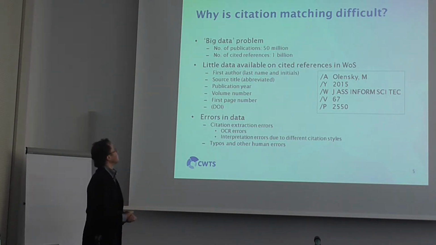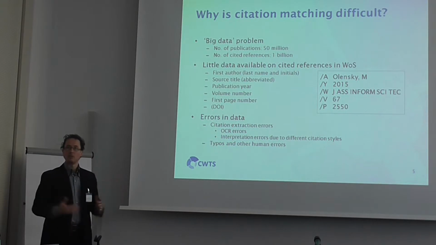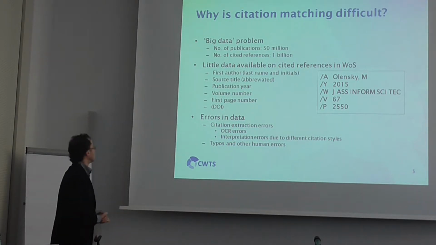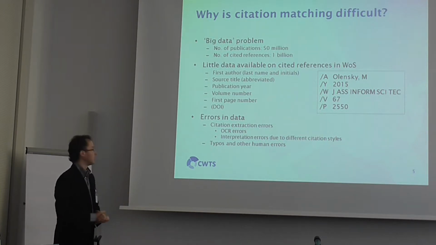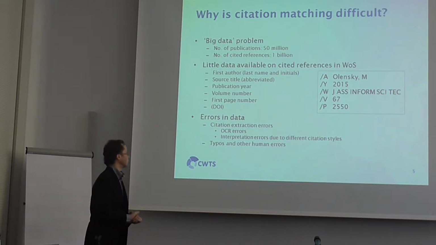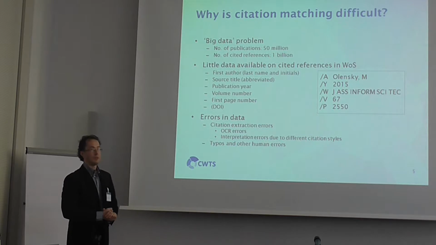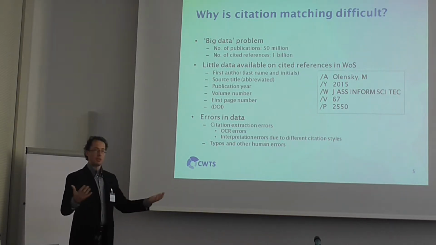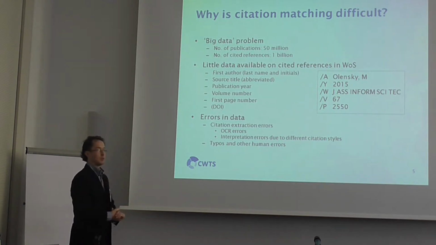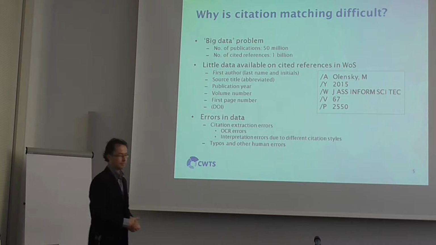And then there is a third reason why citation matching in the context of Web of Science is a challenge, because the data contains errors. These include citation extraction errors, such as OCR errors, and interpretation errors due to different citation styles. And of course, inside the references we also have a lot of typos and other errors made by humans.